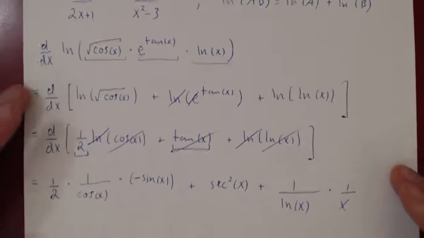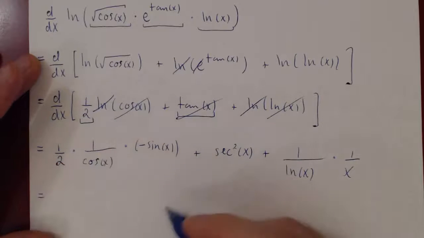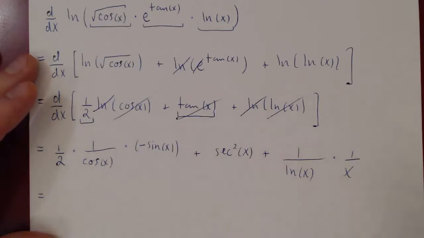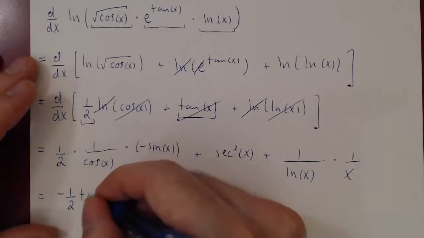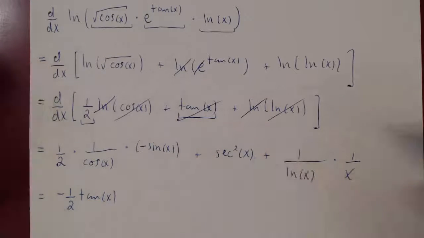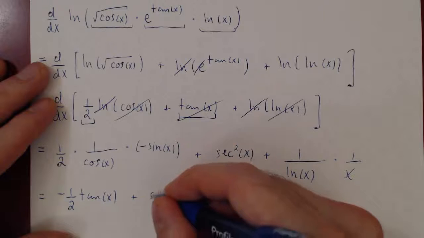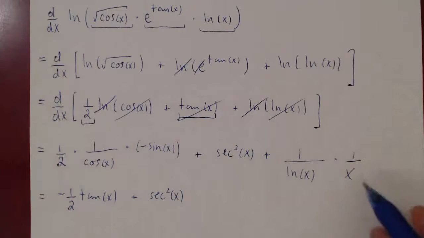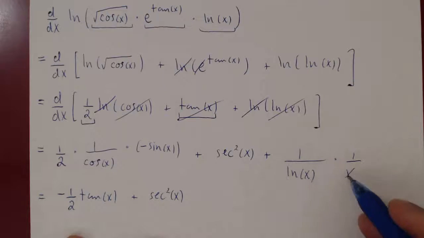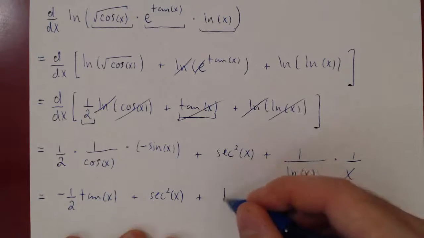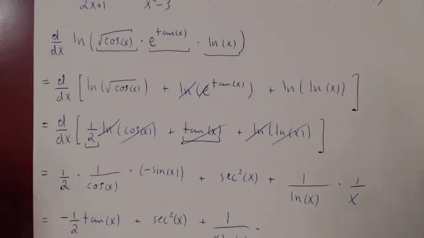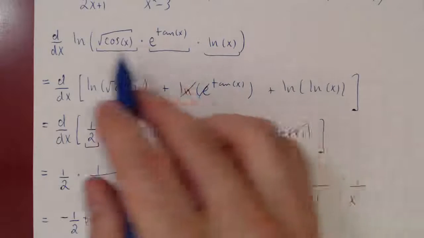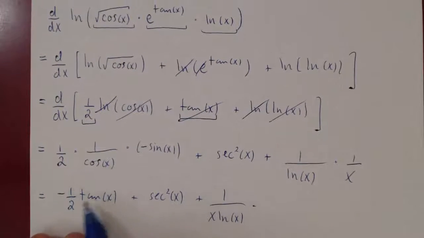We can clean this up a little bit. If you look at the first term, we have sine of x over cos of x. Well, this is by definition tangent of x. So all we're left with is negative 1/2 tangent of x plus secant squared. This is as good as it gets. And here we can write this again, the simplest term first, as 1 over x ln of x. And there you have it. The derivative of the ln of this rather nasty product is just negative 1/2 tan of x plus secant squared of x plus 1 over x ln of x.